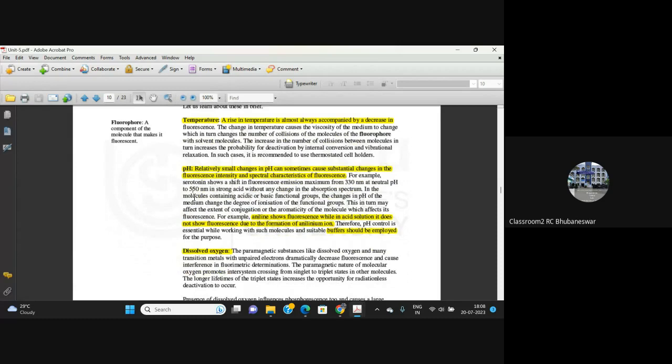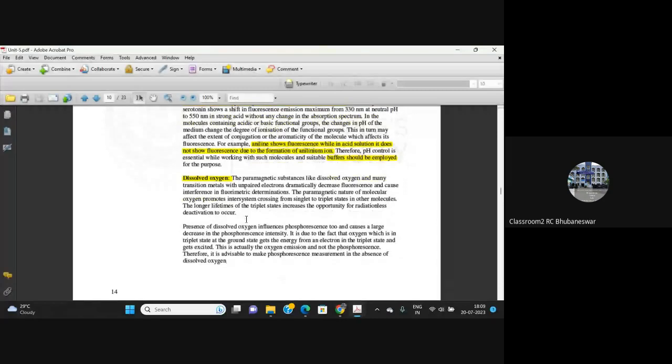Then coming to pH, how will it affect your fluorescence? Relatively small changes in pH can cause substantial changes in the fluorescence intensity and the spectral characteristics. One example is aniline, which shows fluorescence in acidic solution but does not show fluorescence due to the formation of the anilinium ion. The most important thing, as you saw from the structure part also, is that sometimes a molecule is fluorescent and sometimes it is not. Whenever it has conjugation, it will be fluorescent, otherwise not. So every molecule will not be pH sensitive. It is not a general thing applicable to all fluorescent molecules, but some molecules are very pH sensitive.